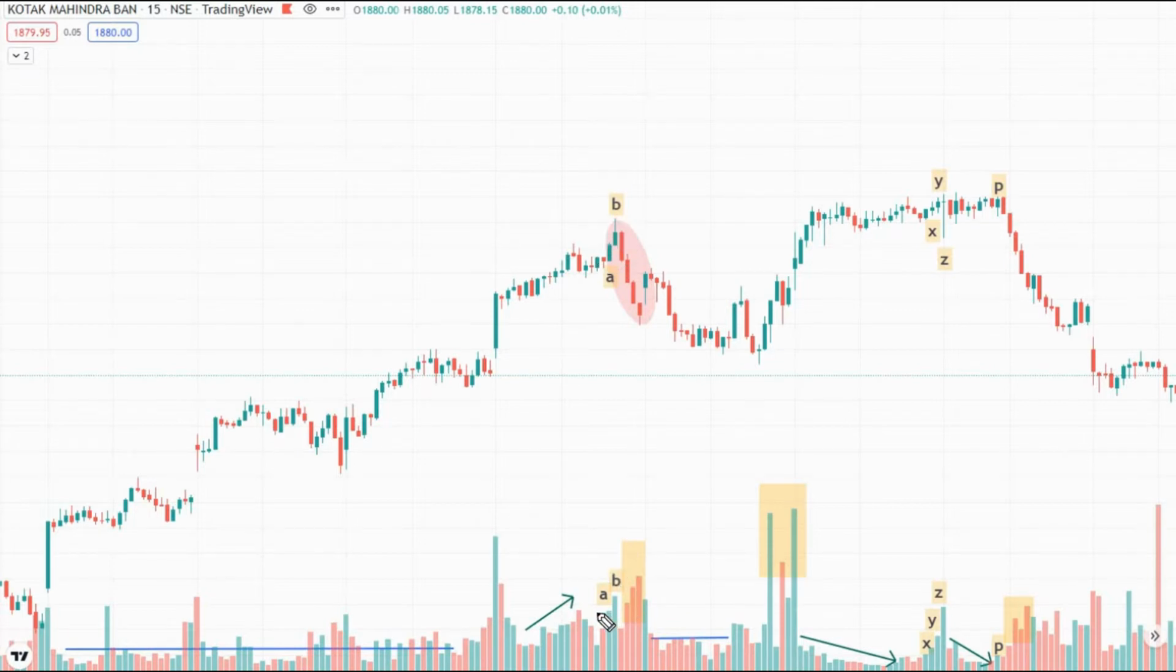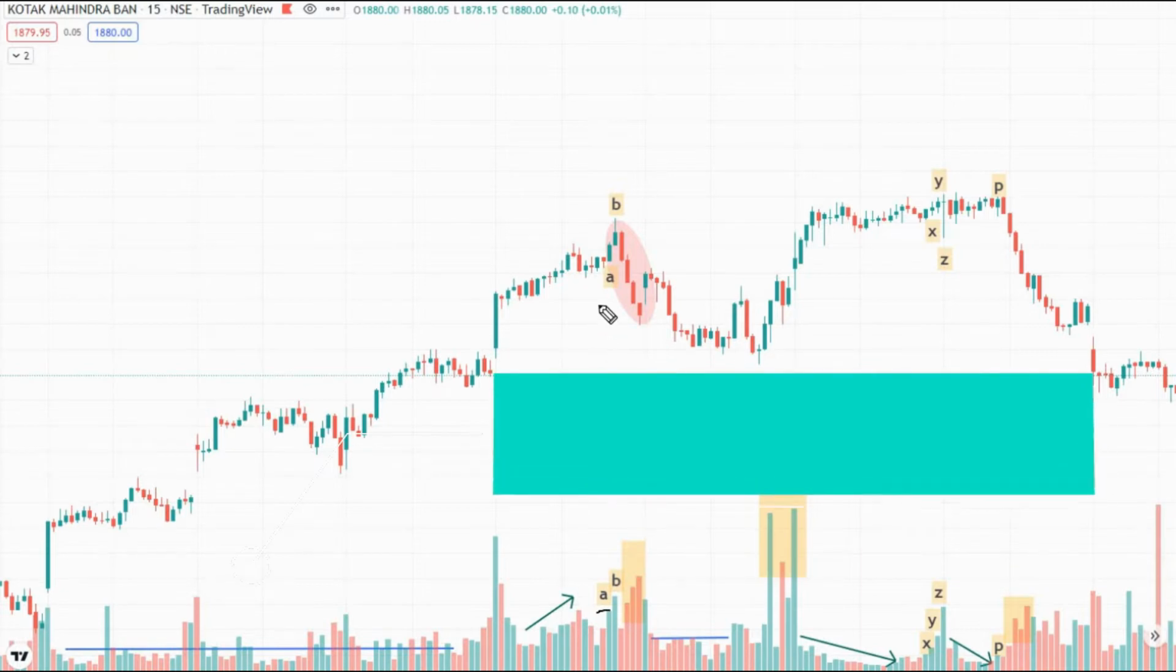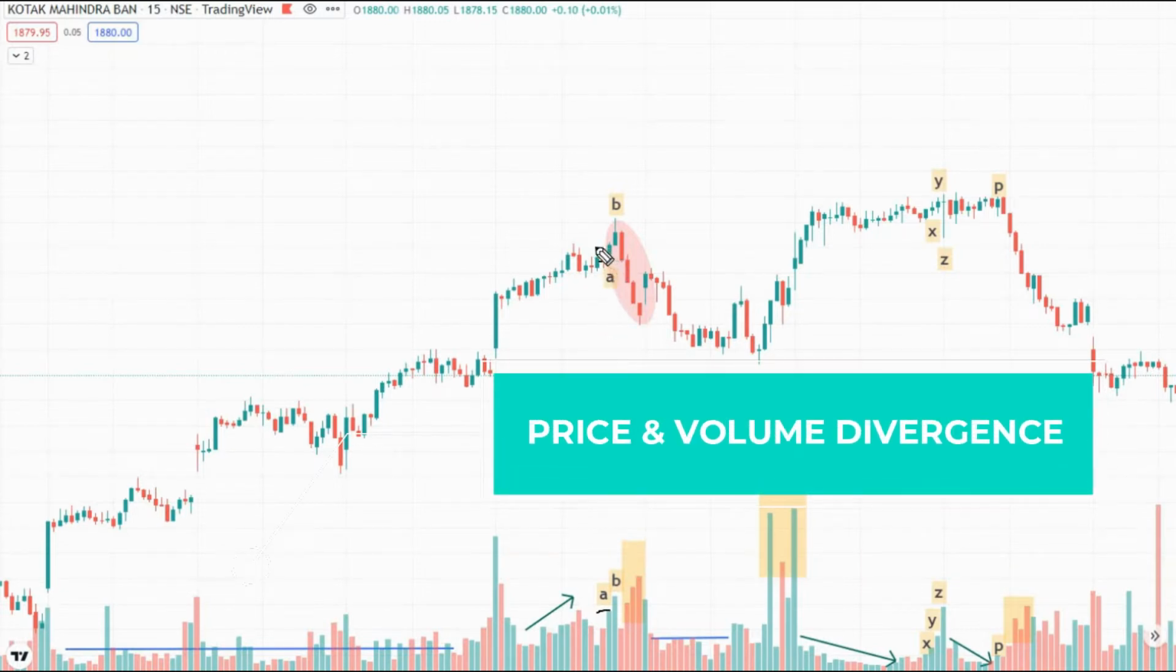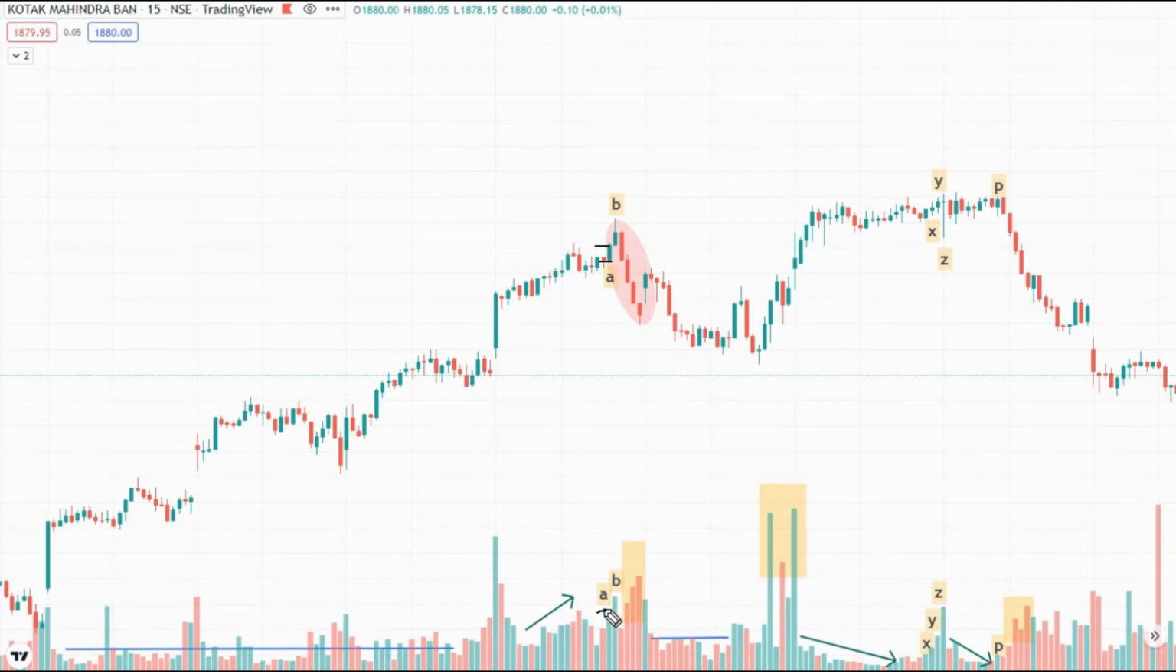See, with A, with this much volume, prices have moved from here to here. This was the distance, but in B there is an increase in the size of the volume from A, but the price movement is smaller than that of A. So this is an indication that there is a divergence in the volume and price movement, because sellers are capping the upside price movement. That's why there was an increase in volume, but prices couldn't move much higher than that of A.